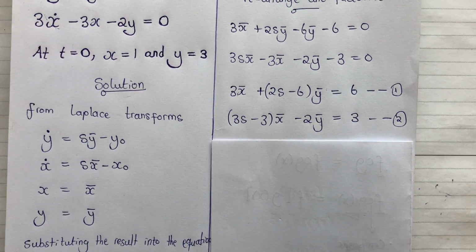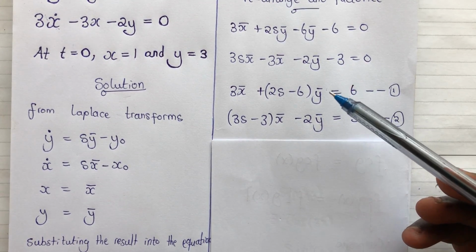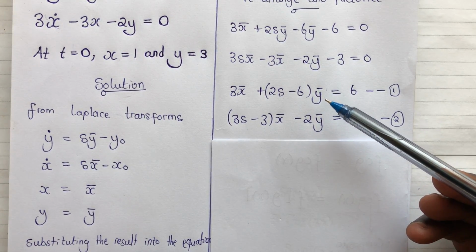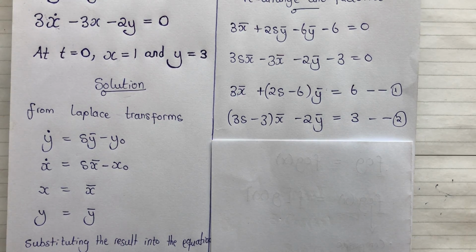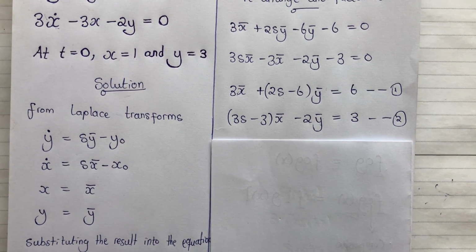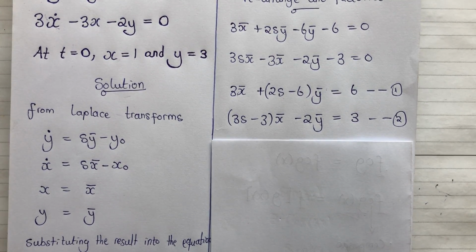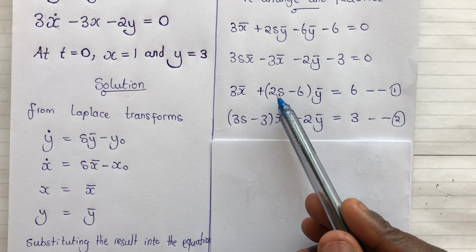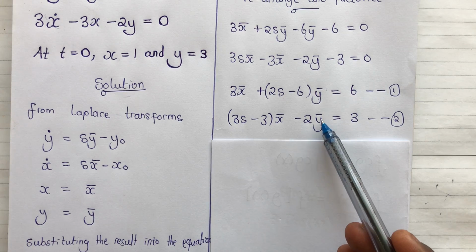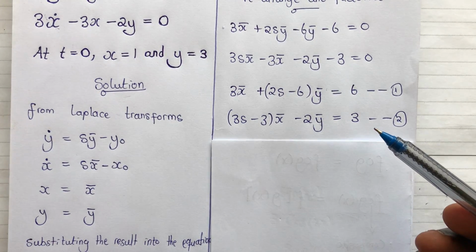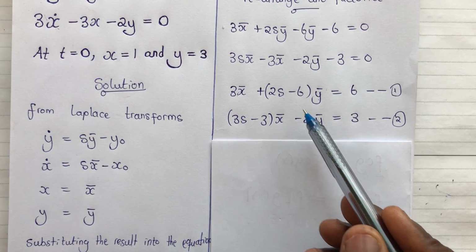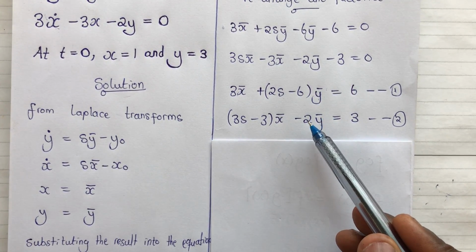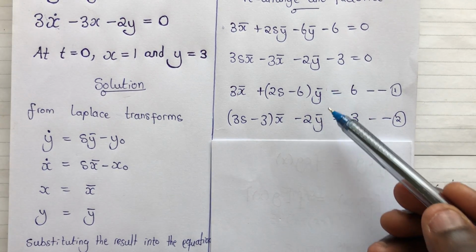Listen very carefully. Because these are two simultaneous equations, we can use elimination method to do this. Now, in elimination method, the coefficients of the variable we have to eliminate must be the same. You and I are aware of that. If they are the same, we can either add or subtract to make it 0. Now, when you look at these two equations, the coefficient of y bar here is 2s minus 6. The coefficient of y bar here is negative 2. The question is, how do I change this value to be the same as this, so that I can either add or subtract to eliminate y bar?